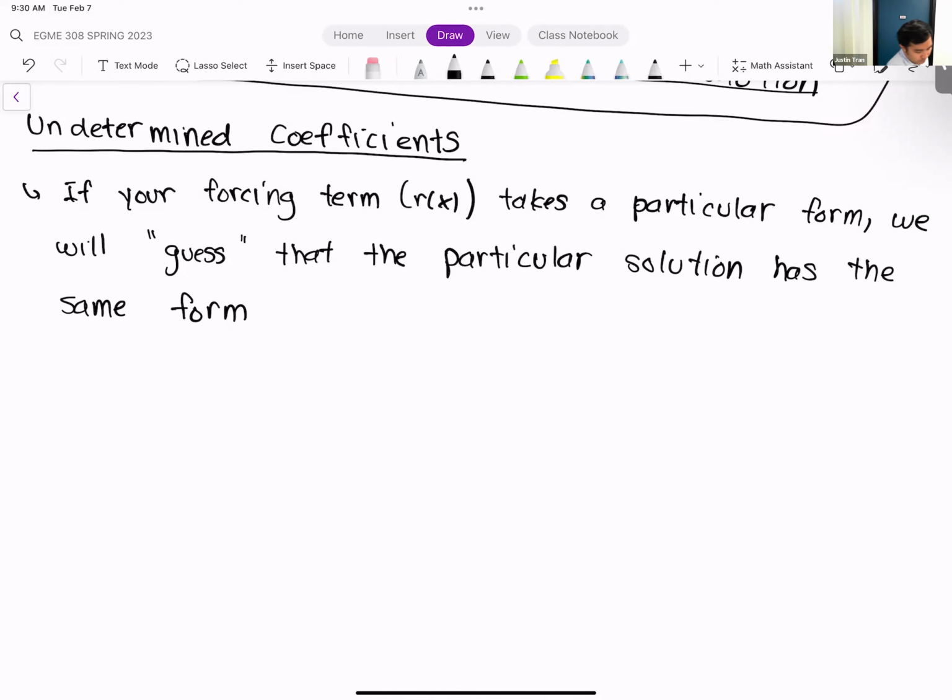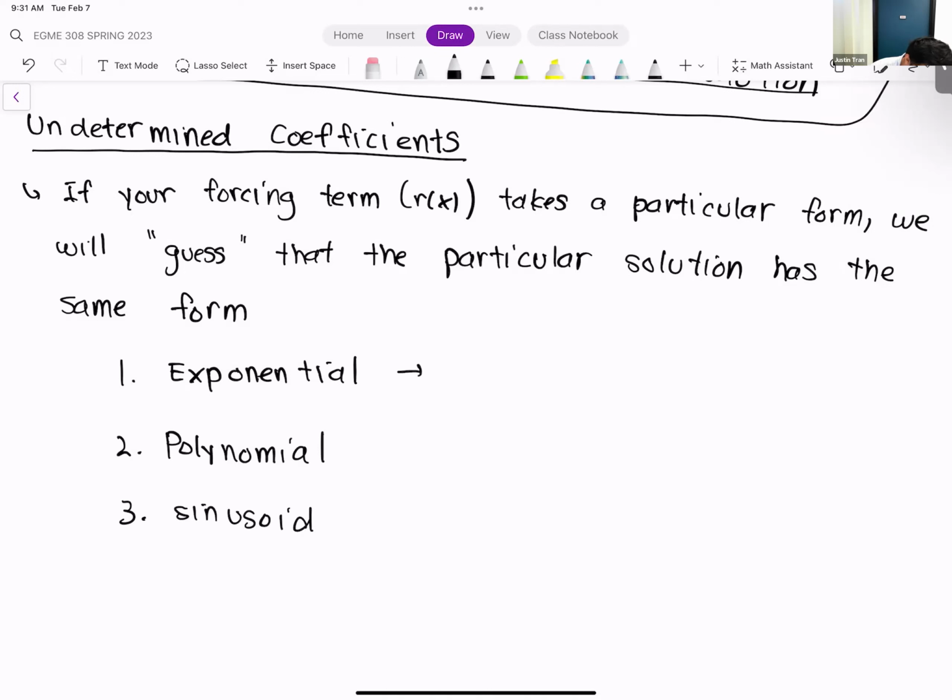Okay. And so there's kind of four, well, three classes of functions that we can solve with undetermined coefficients. First is an exponential function. Next is a polynomial. Third is a sinusoid. Okay. So these are the three types of functions that we can do.